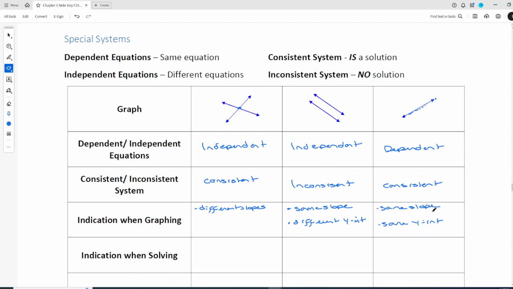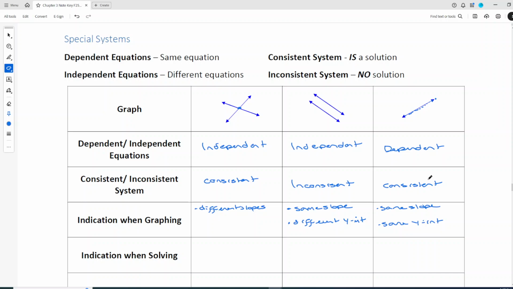So when you're graphing, if you get different slopes, you know that they're independent equations, they're different, and there's going to be a solution. It's consistent. If you go to graph and they have the same slope but different y-intercepts, they will be independent equations, but they're inconsistent. There's no solution. And then if you go to graph and they have the same slope and the same y-intercept, well, they're dependent equations. They're the exact same. And there'd be a solution. In fact, there'd be infinite numbers of solutions.